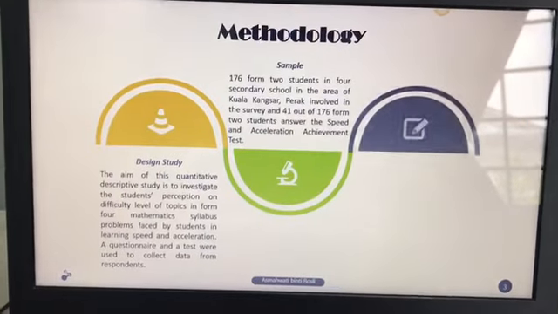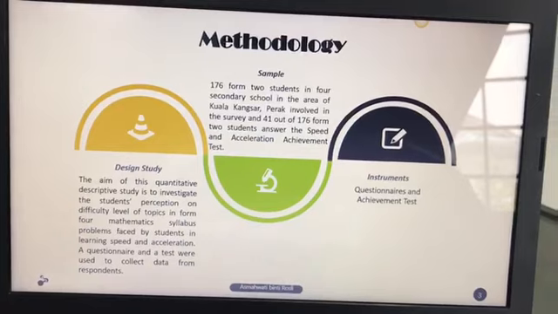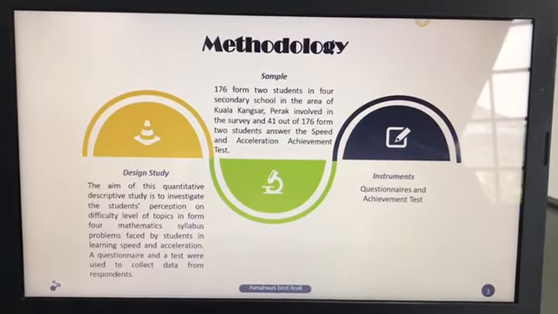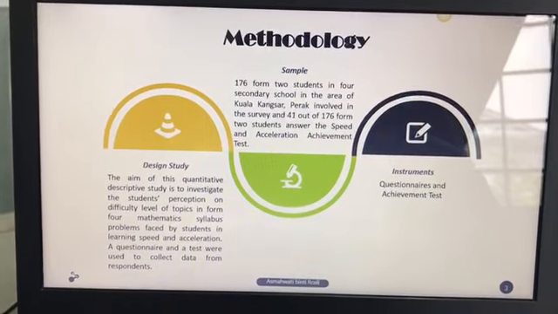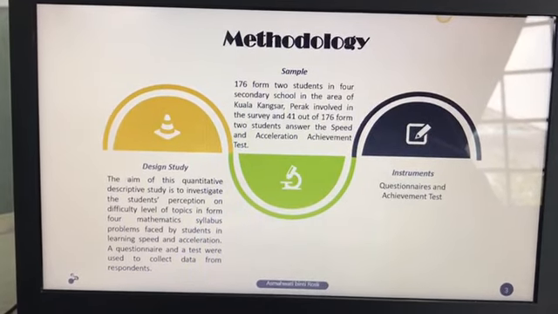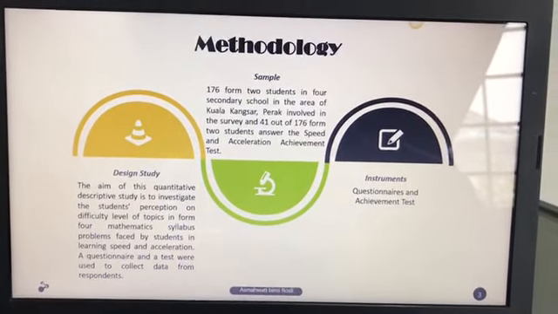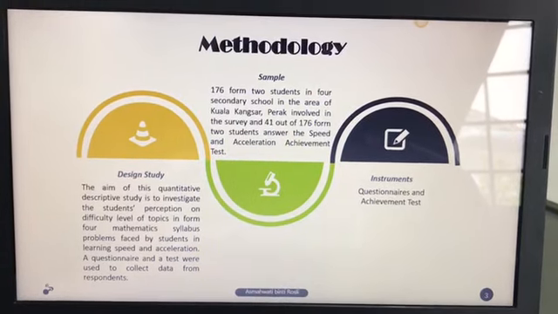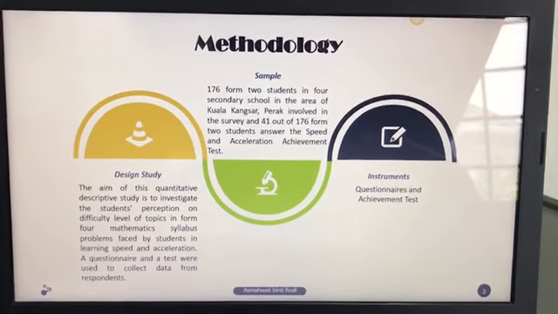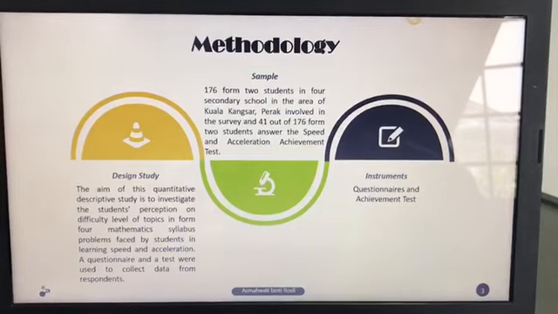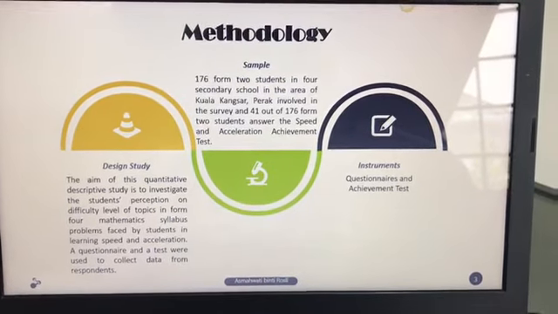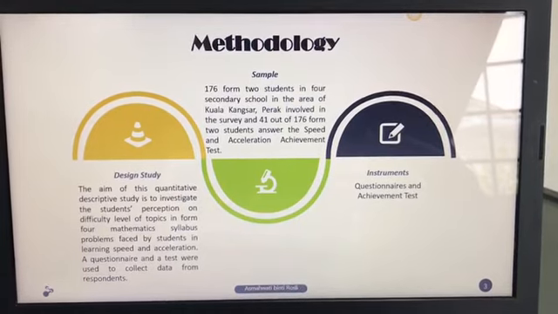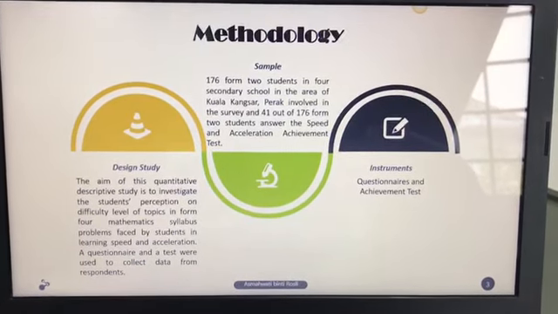Now we move to the next slide, that is the methodology. For the design of the study, the aim of this quantitative descriptive study is to investigate students' perception of the difficulty level of topics in the Form 2 mathematics syllabus and the problems faced by students in learning speed and acceleration. A questionnaire and a test were used to collect data from respondents.